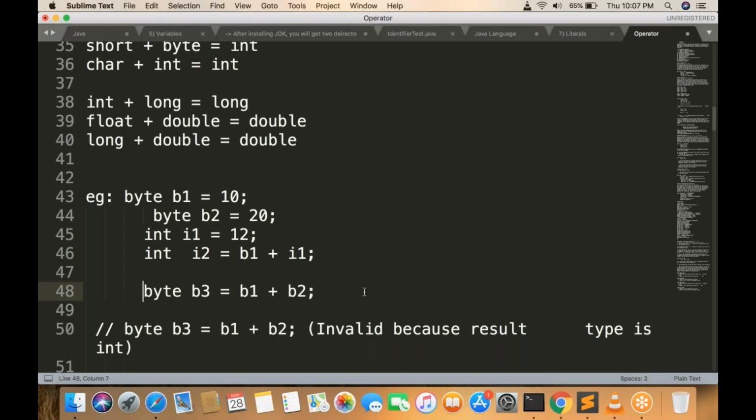How many operands? Okay, two operands we are having, right? So if we are using two operands, which type of operator is it? Binary or unary? Okay, it is a binary operator because we are using two operands. That's why it is a binary operator.